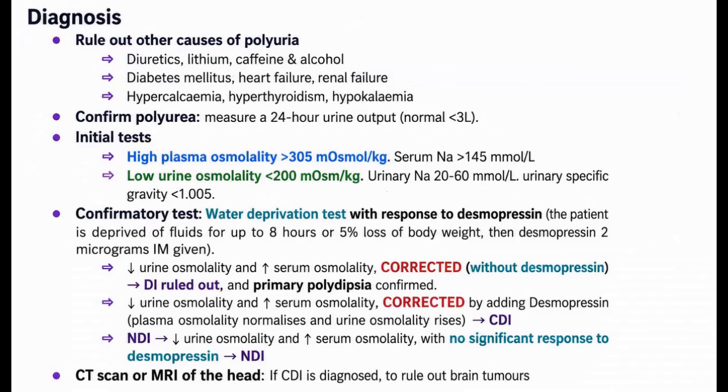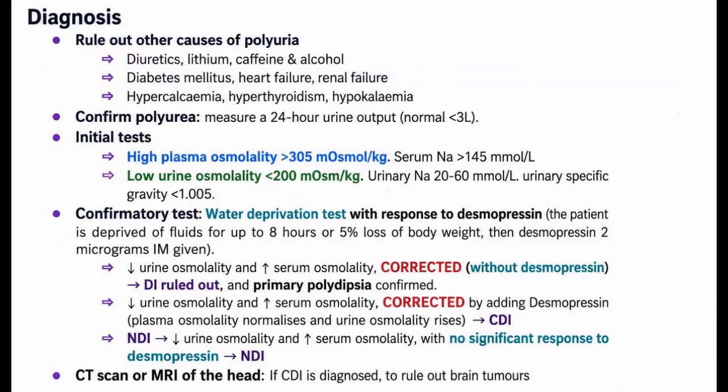Diagnosis of diabetes insipidus. When a patient presents with polyuria, excessive urination, and polydipsia, excessive thirst, we should not immediately diagnose diabetes insipidus. The diagnosis is made in a logical sequence. Step 1. Rule out other causes of polyuria. Many diseases and medications can produce excessive urine. These must be excluded first.